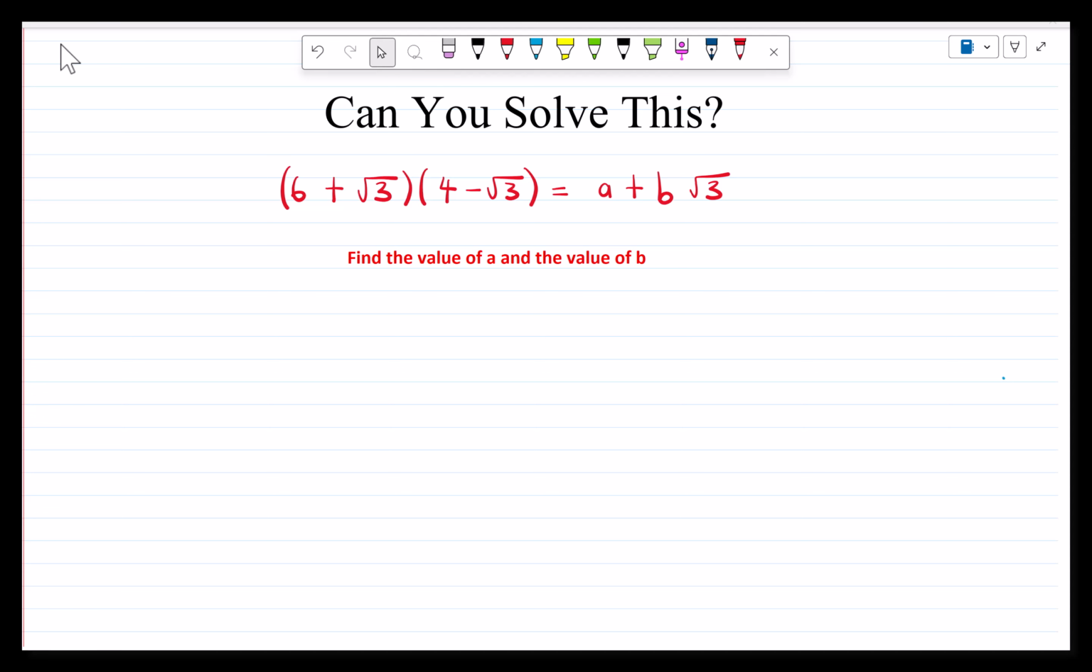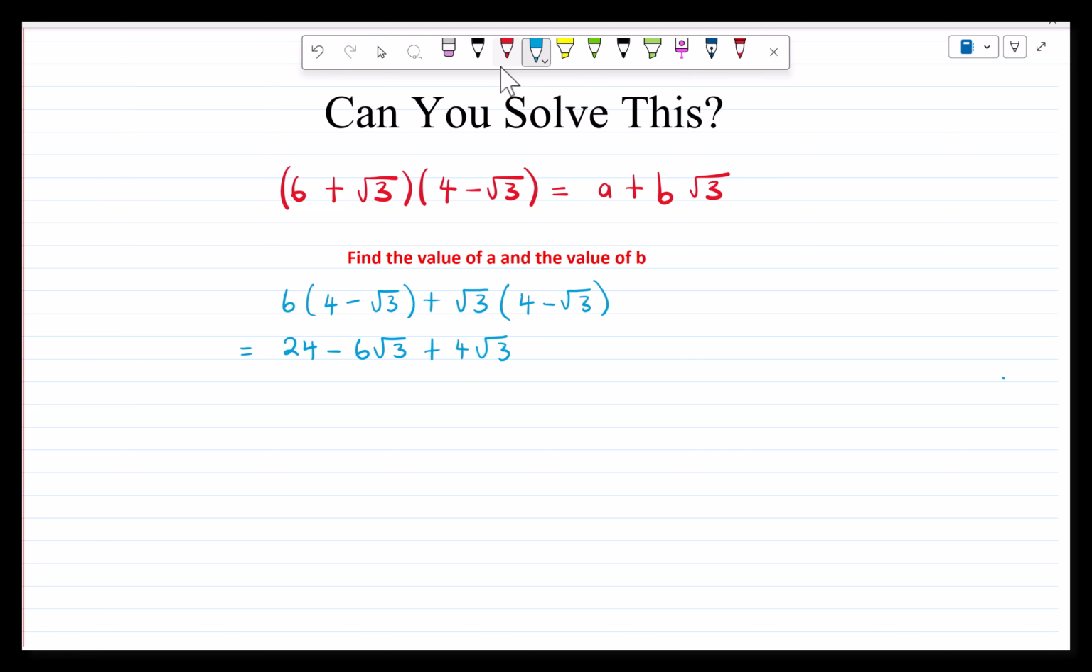Okay, assuming that you have tried it, let's see whether you got A and B correct. So what we've been given are two brackets, and I'm going to expand this. And to expand, we say 6 multiplying 4 minus root 3 plus root 3 multiplying 4 minus root 3. 6 times 4 gives us 24 minus 6 root 3 plus 4 root 3.